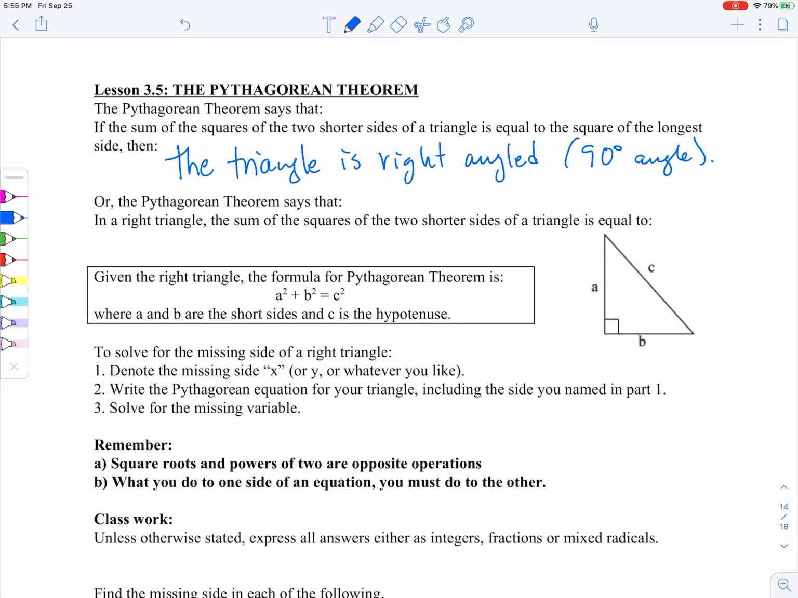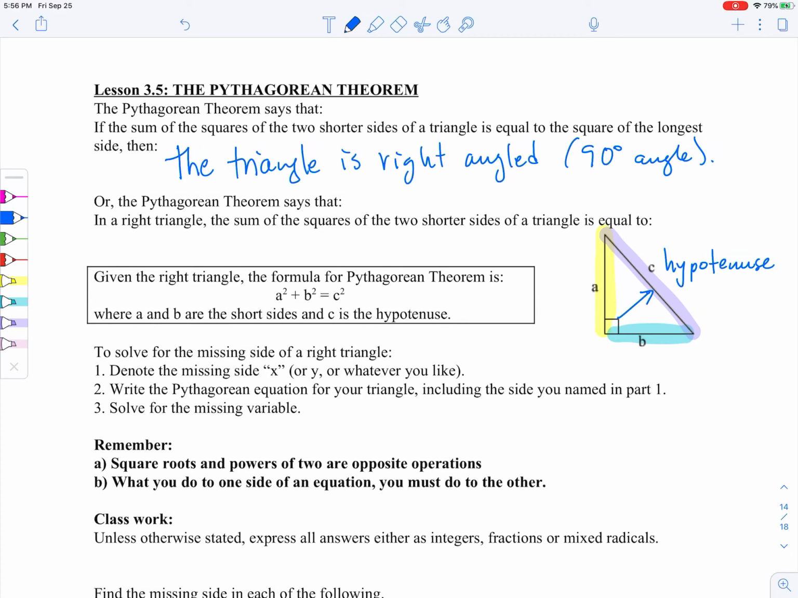So the other thing it says, the opposite, the inverse of that, is that in a right triangle, the sum of the squares of the two shorter sides of a triangle is equal to, if we've got this triangle over on the right, a squared plus b squared is going to be equal to the square of the hypotenuse, which is c squared. So c is your hypotenuse. It's always across from the right angle.